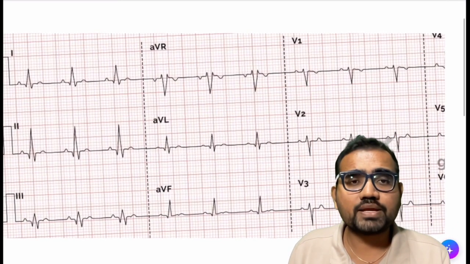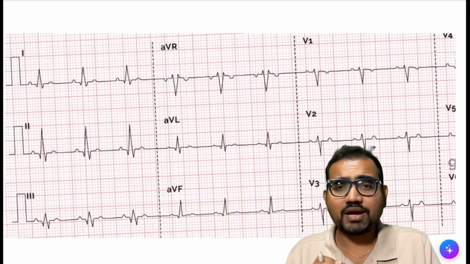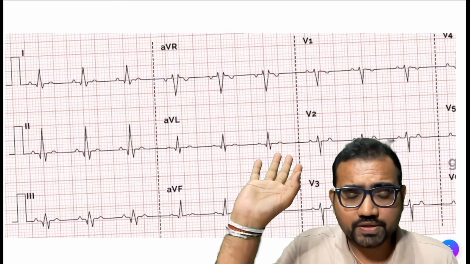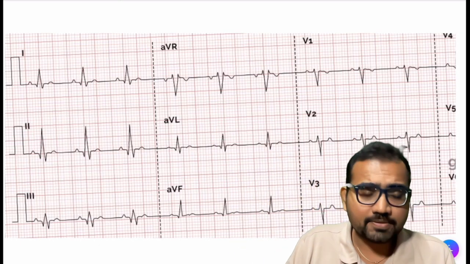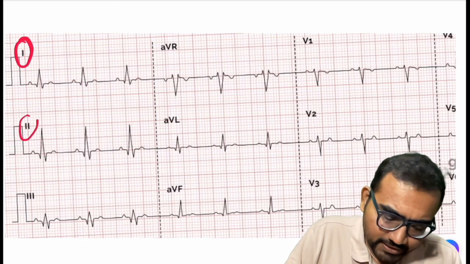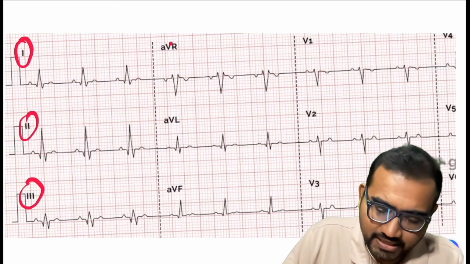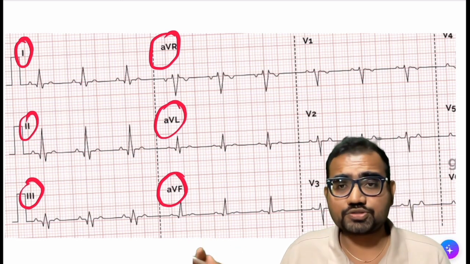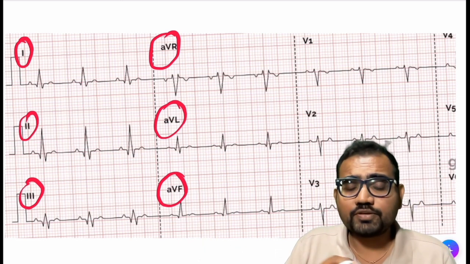Now I'll show you an ECG. You have to tell me what is the heartbeat. I'll tell you the very basics of the ECG, how to see. So you can see lead 1, lead 2, lead 3. We see AVR, AVL, AVF, and all the chest electrodes. So V1, V2, V3, V4, V5, and V6.